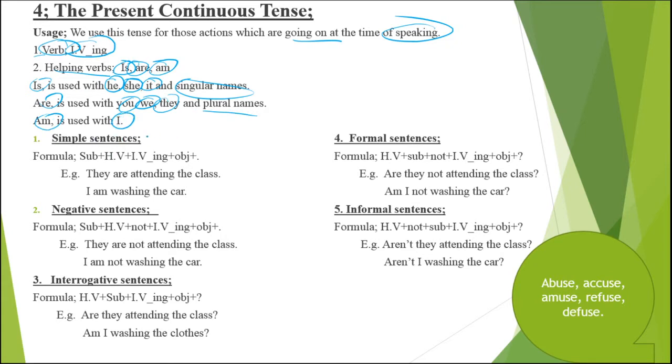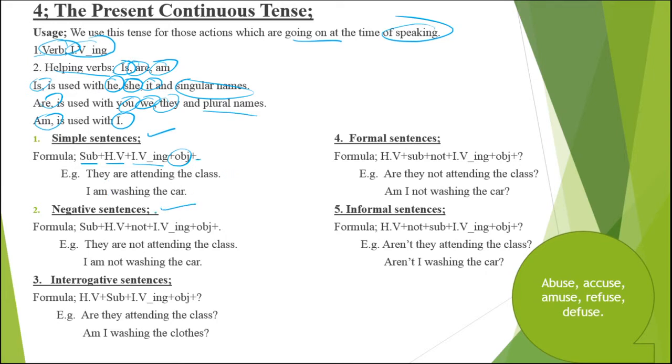As usual we have got five formulas. The first one is known as simple sentences. What are simple sentences? Those sentences which make simple statement. Formula for them: subject, helping verb, first form of the verb with ing, object and full stop. Example: they are attending the class, I am washing the car.